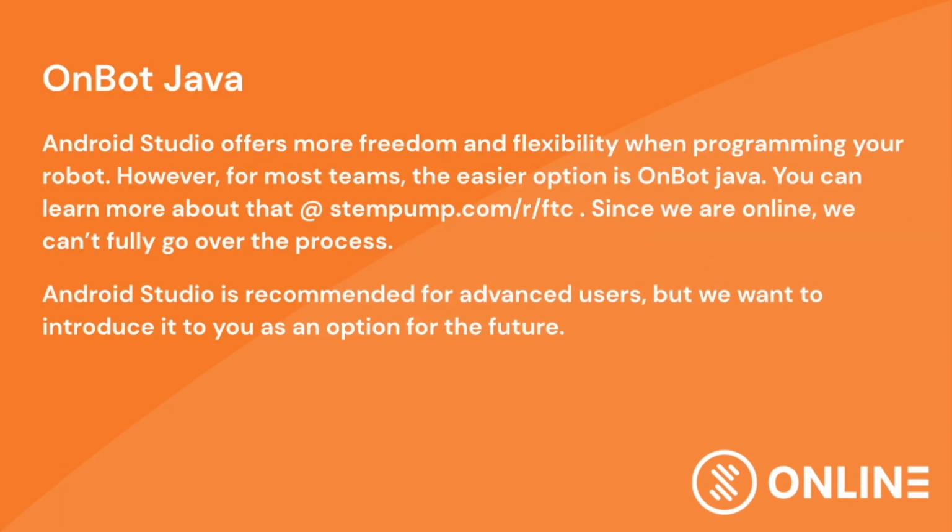For a lot of you that have been part of FTC, you know what OnBot Java is. Android Studio offers more freedom and flexibility when programming your robot. However, for most teams, the easier option is OnBot Java. For my first season, I used OnBot Java, and a little bit of last season, but around halfway through, I switched to Android Studio just due to the more flexibility we get with it. There is a way that you can get wireless uploading to your robot, even though it's not out of the box. You can figure out how to do that, and we may talk about that next week if that's something you guys want to go into.